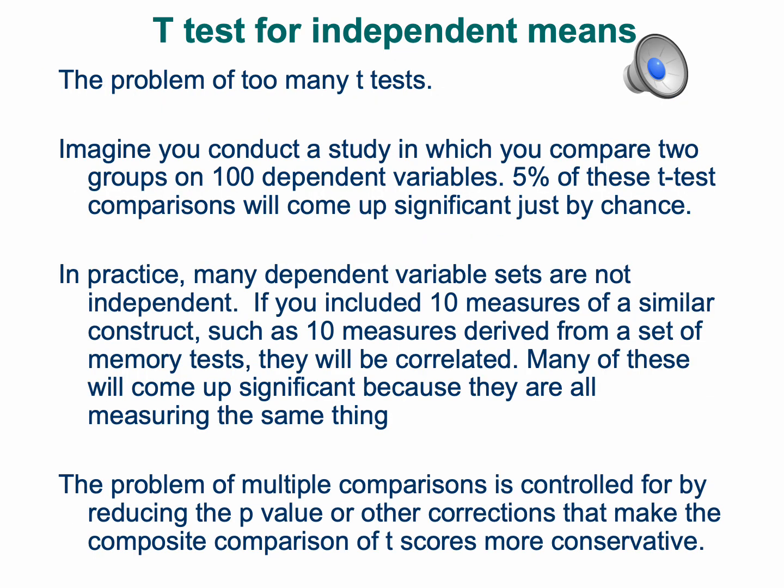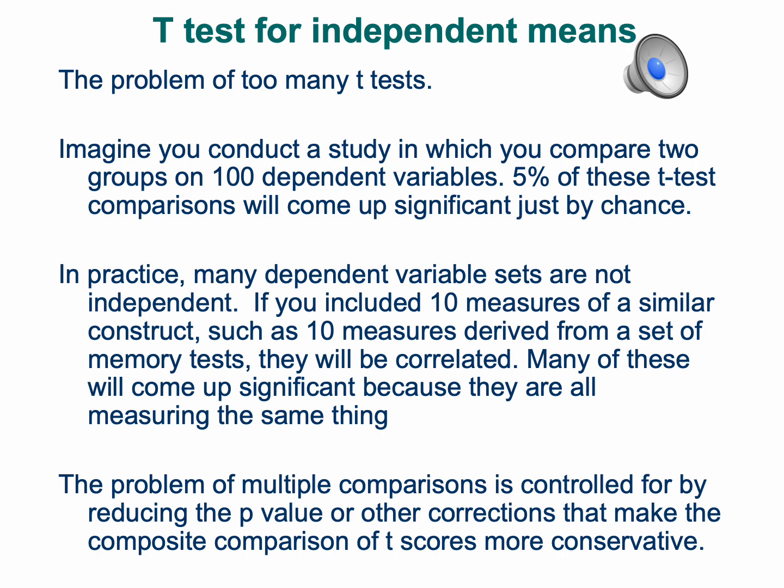The problem of too many t-tests. In this era of modern computers, it's so easy to do statistics that once you have a data set, you can generate all sorts of contrasts between two groups and generate sometimes up to thousands of t-tests. If you choose a p-level of 0.05, then that means 5% of these t-tests will come up significant just by chance. So you've got a problem there. If 5% of these are coming up just by chance, that means if I do the study again, another set of 5% will come up by chance again.